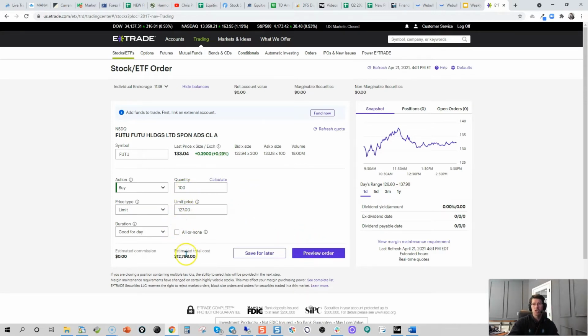And if I'm taking 100 shares, it's going to cost me $12,700. If I take 10 shares, $1,270. And if it's 1 share, $127. Okay, and you can preview that order and place the trade. So pretty simple, pretty quick. Just know what you're doing.